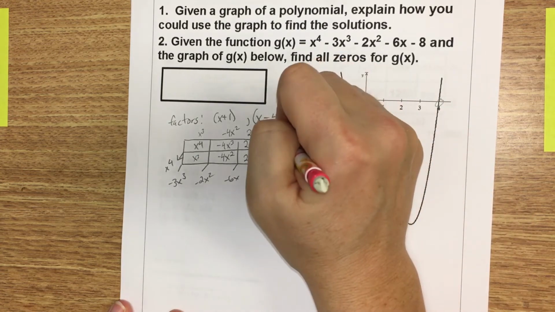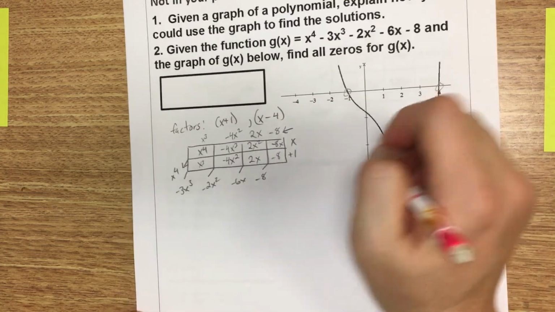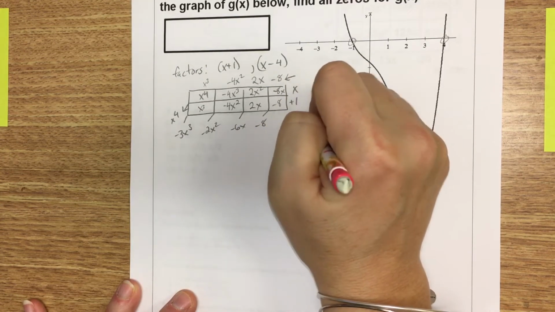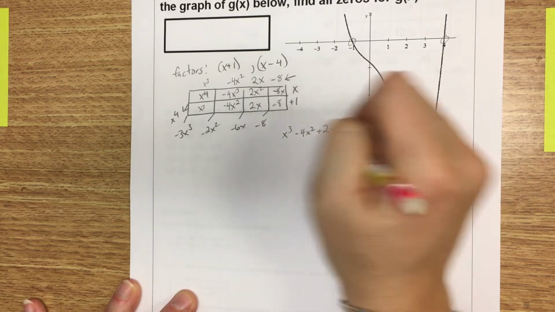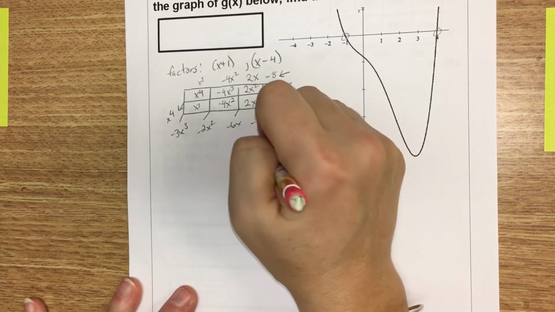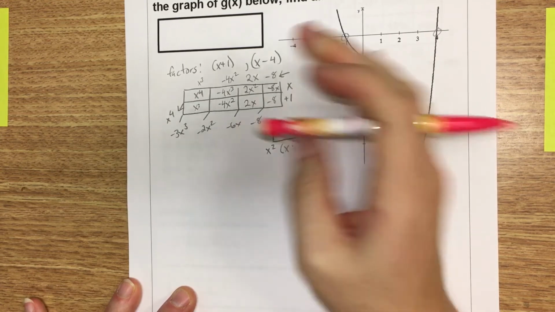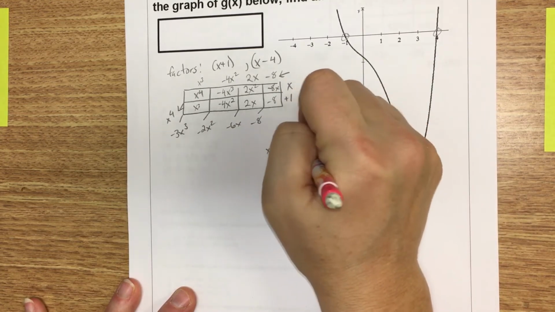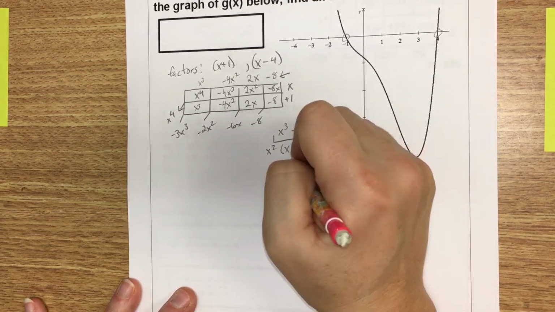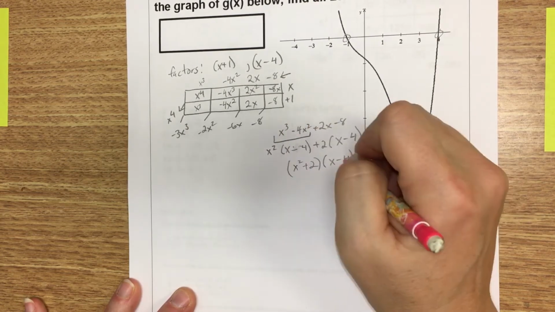Now, I look at my quotient, and I could divide again. I could divide the x minus 4 into my quotient, but I notice that x cubed minus 4x squared plus 2x minus 8 can group. So I'm going to group it by taking out an x squared, and then I'm going to take out a 2. So now I've got x squared plus 2 times x minus 4. Well, and there's my x minus 4.